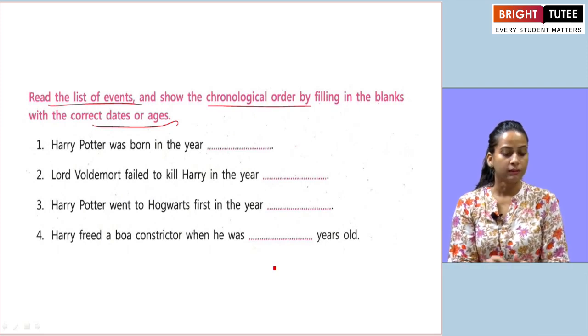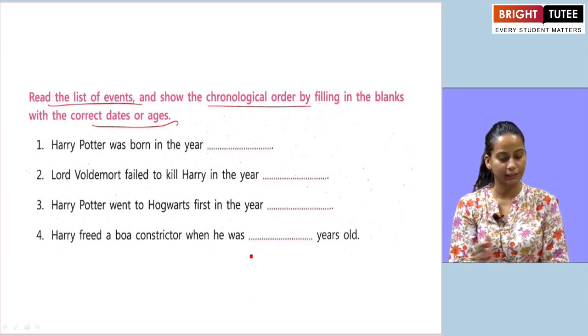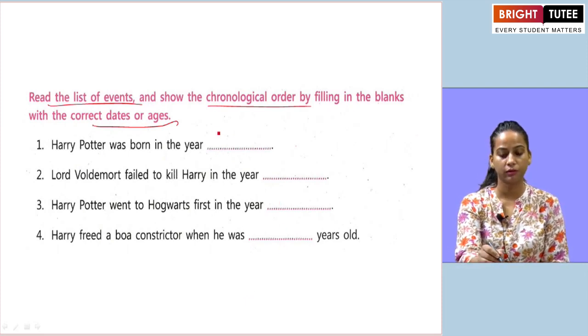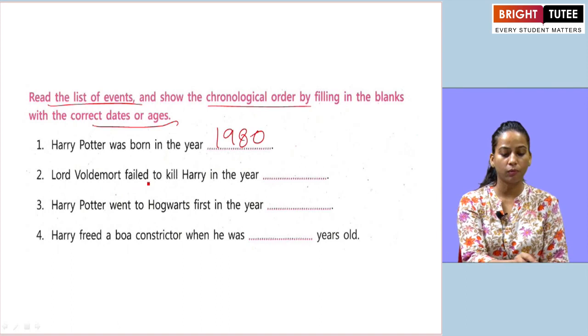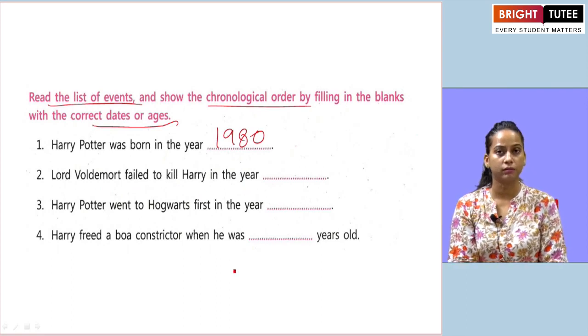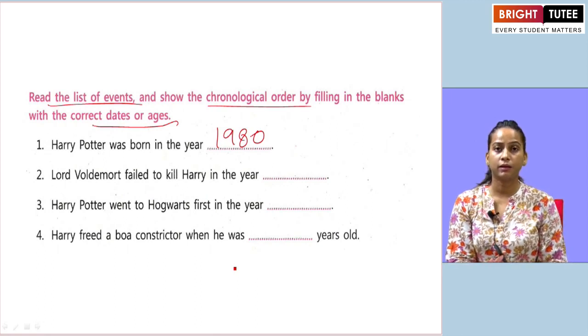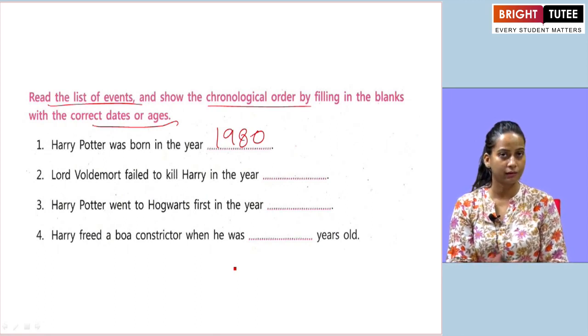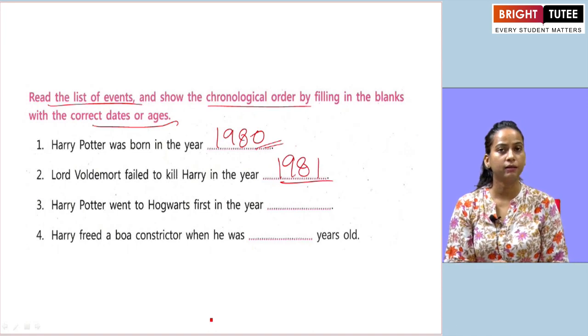mention here. The first one, Harry Potter was born in the year. So that is very clearly mentioned there in your story, that was 1980. So simply the year you are going to mention. Lord Voldemort failed to kill Harry in the year, because you must be knowing that the hint was given that he killed his parents when he was 1 year old, and at that time he failed. So obviously when he was born in 1980, after 1 year it will be 1981, the correct year.